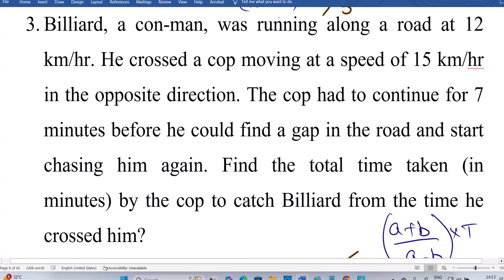Now read the question. So, a thief was running along a road at 12 kilometer per hour. He crossed a cop moving in opposite direction with 15 kilometer per hour. There is the thief who is going at 12 kilometer per hour. Opposite side police came. Opposite direction speeds must be added. Right. Now, sir, generally police should chase the thief. Yes, but initially they are traveling in opposite direction. Then that cop takes 6 minutes to take U-turn and chase him. Are you understanding? So what's the situation?